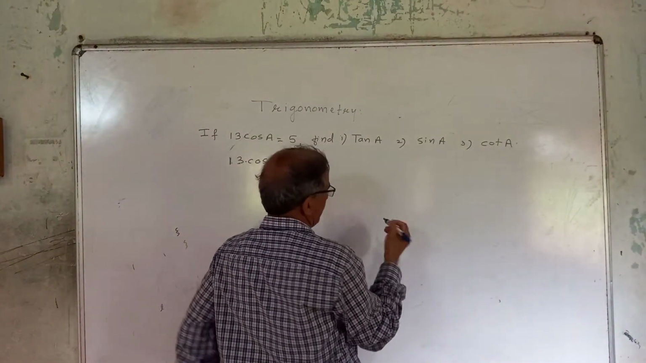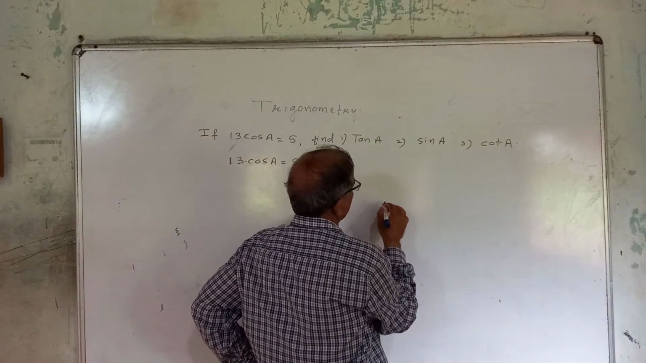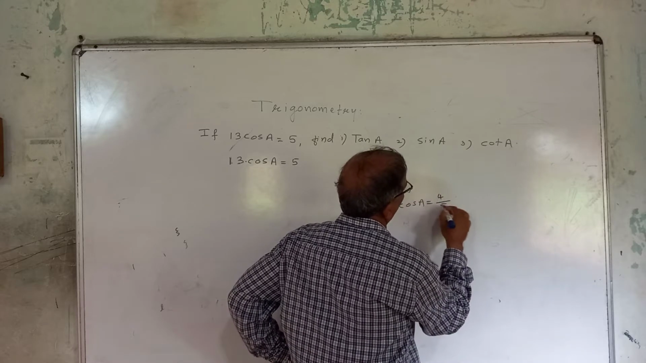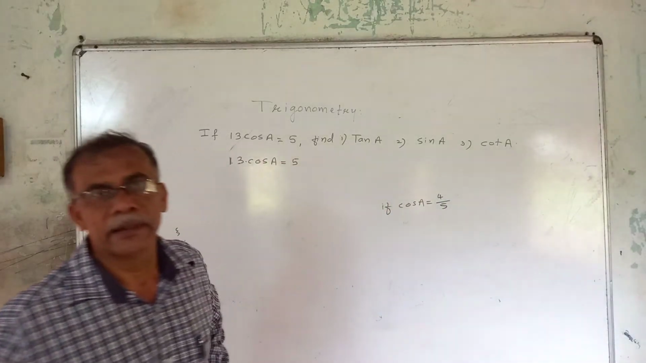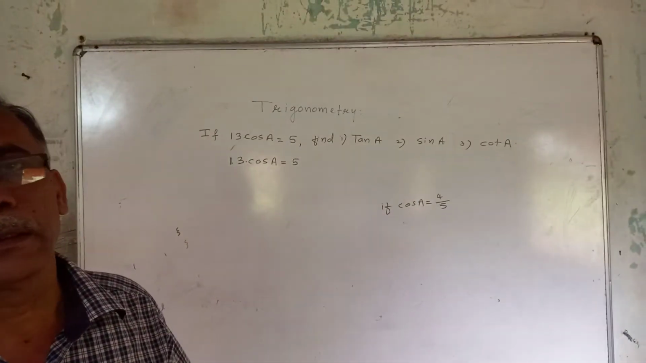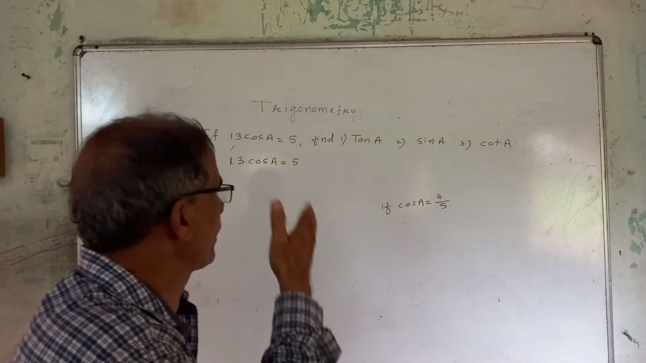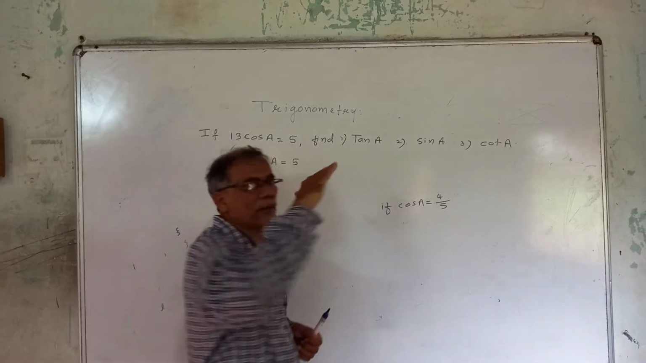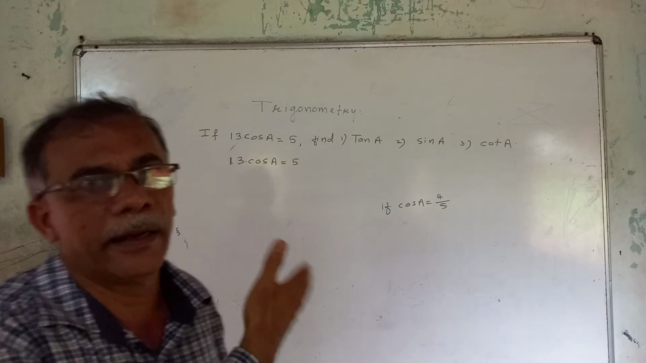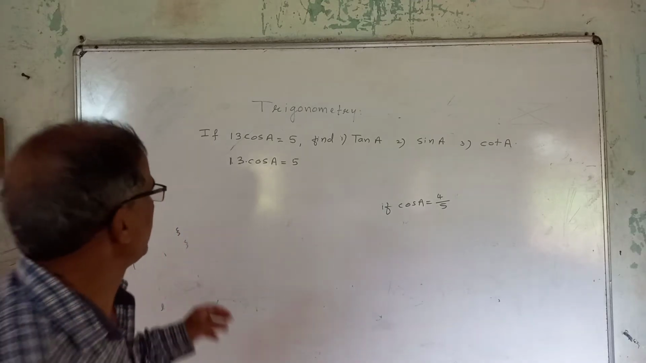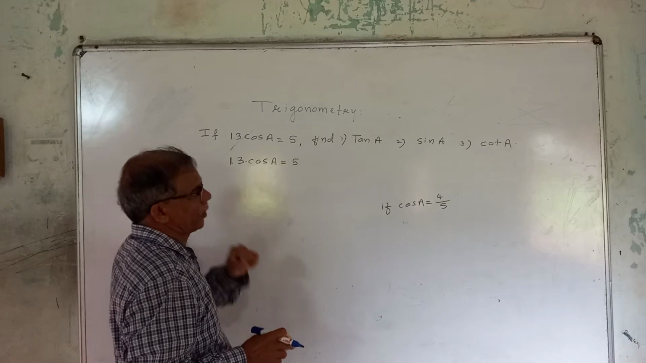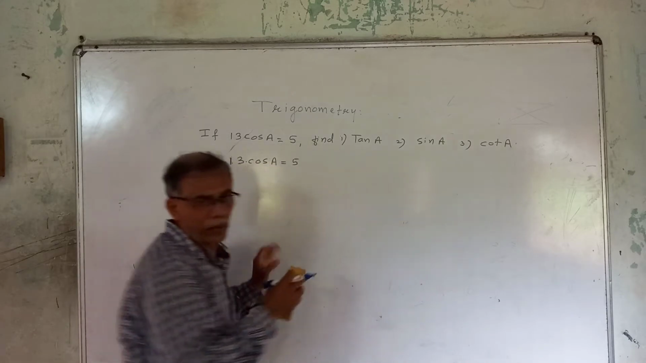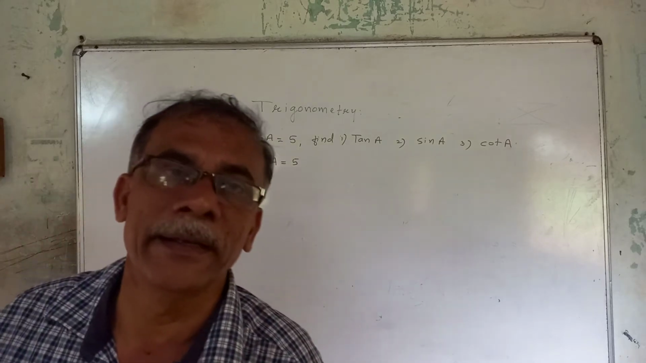Now yesterday I was showing the example like this. If cos A is equal to 4 by 5, find the other ratios. Now what we are doing? We are drawing a right angle triangle in which there is angle A, and then we are writing the sides according to the ratio. Now here we have not been given directly cos A is equal to something. 13 cos A is equal to 5. So from the given information we have to determine the ratio.